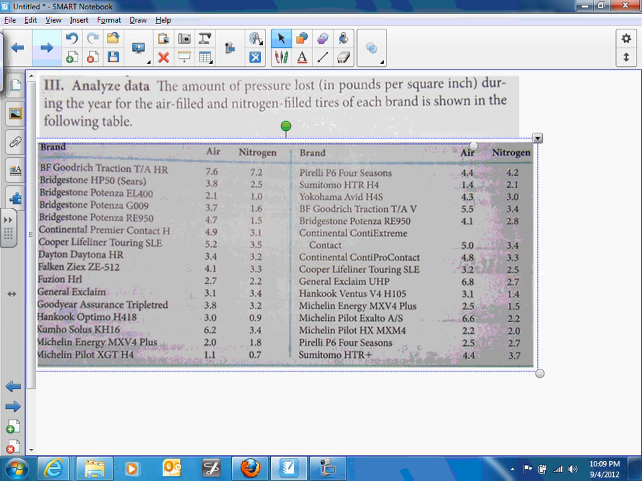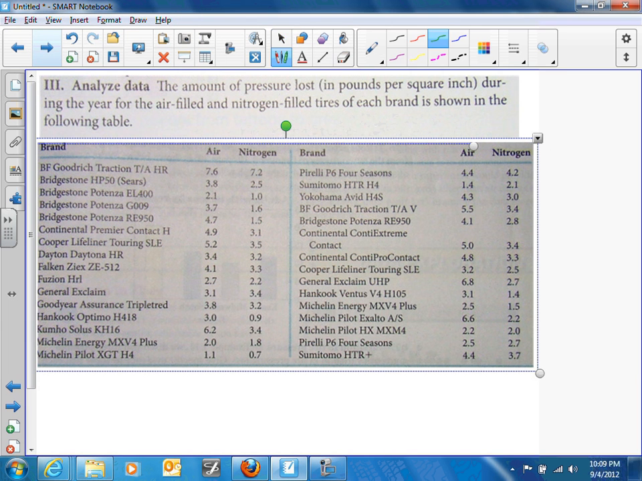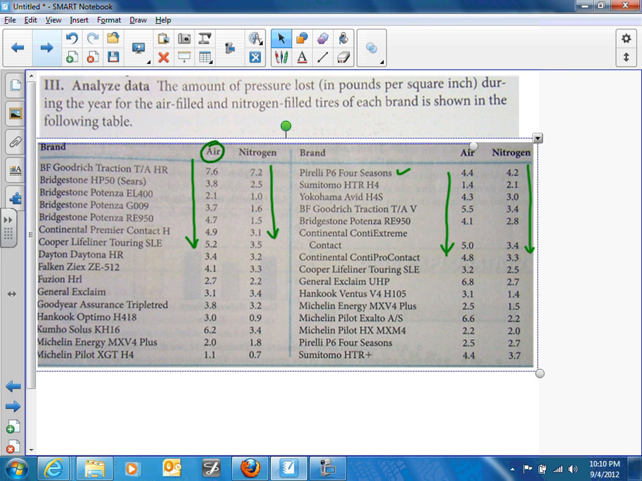The amount of pressure lost. So basically, if you notice, they have a list of all the tires that they had. Here is the air. Here is the nitrogen. Again, they start over here with Pirellis, and they go down. All right. Now, you have an option. You're going to analyze the data. You could graph air, and you could graph in a different graph nitrogen. What kind of graph do you think we could produce?